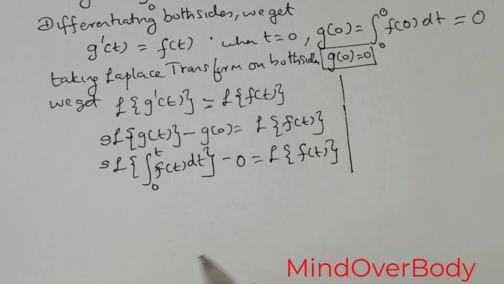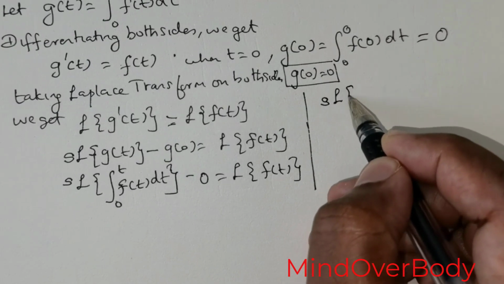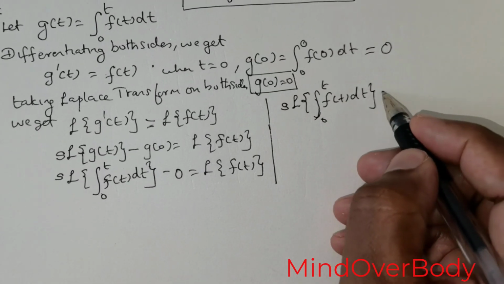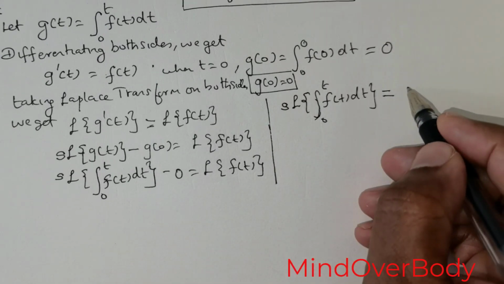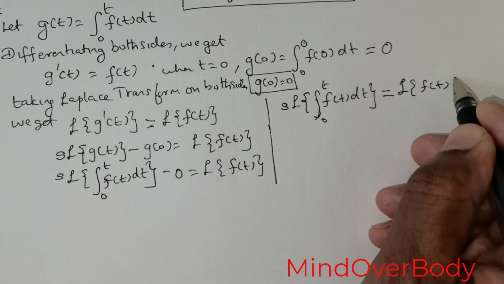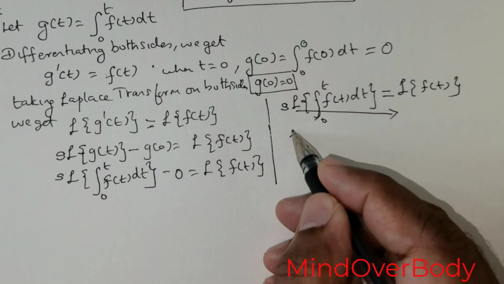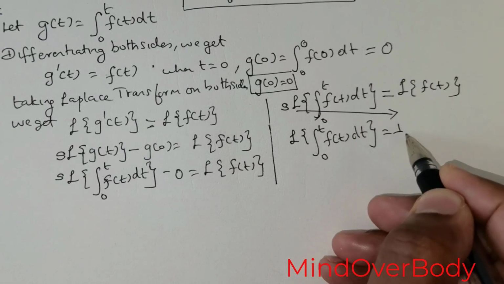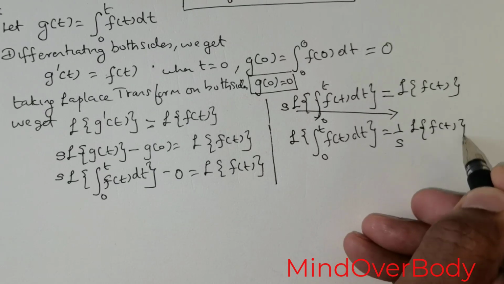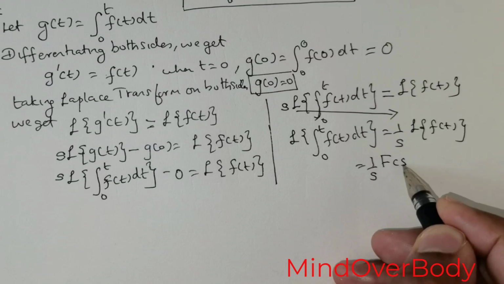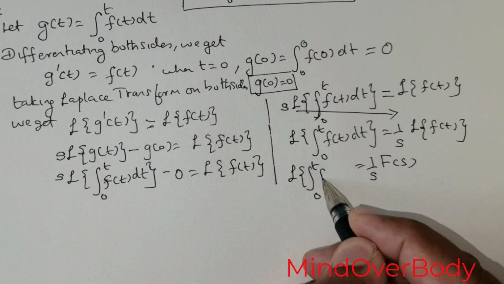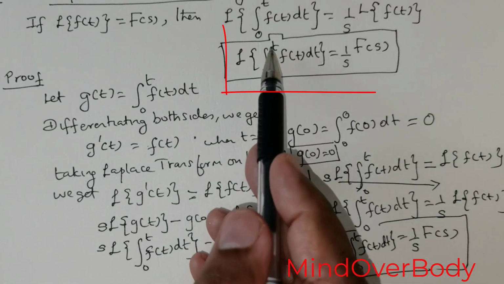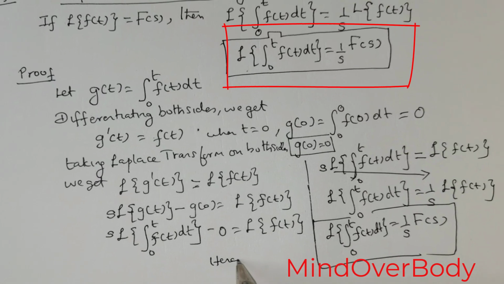Now if I were to rewrite this, I'm going to rewrite this as s times the Laplace transform of the integral 0 to t f of t times dt is equal to, 0 can be dropped, the Laplace transform of f of t. Now I want to push this s down here, so that would mean I get the Laplace transform of the integral 0 to t f of t times dt is equal to 1 over s times the Laplace transform of f of t. This can be rewritten as 1 over s times capital F of s. On the left you get the Laplace transform of the integral 0 to t f of t times dt. So this is a very important result. Now this is the proof. You see that? So you can state that it is proved.